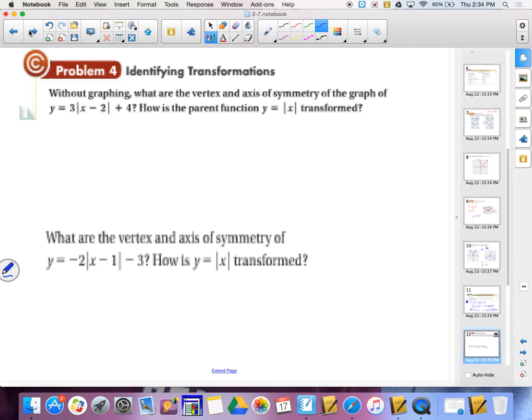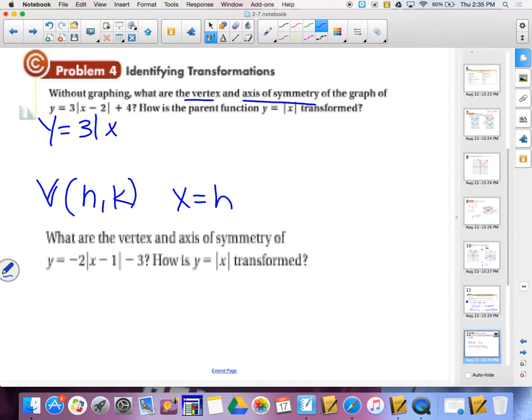So let's look at a problem. It says, without graphing, what are the vertex and axis of symmetry of the graph of y equals 3 times the absolute value of x minus 2 plus 4? What am I looking for? We're looking for the vertex and we're looking for the axis of symmetry. So ultimately, we want to know what the h and k are for the vertex, and we want to know what x equals h is for the axis of symmetry. So I'm going to take this problem right here, and right up underneath it, I'm going to write down my formula.